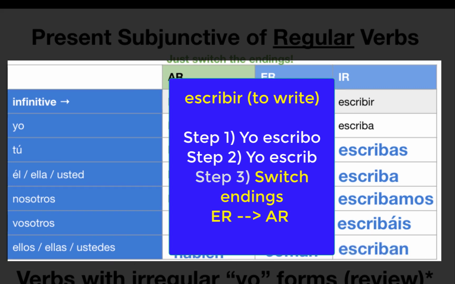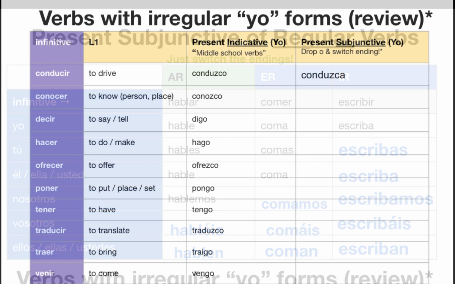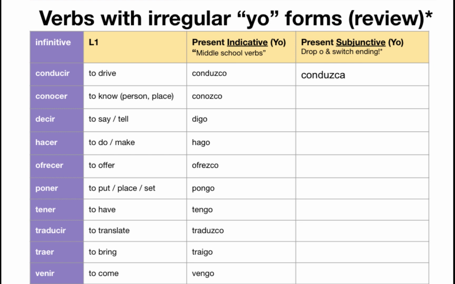So those were the regular verbs, and now we have to talk about a few irregular verbs, especially those with irregular yo forms. Now, this should be review for the present tense. You guys know to say I drive, you wouldn't say yo conduco, right? You would say yo conduzco, and that's just to keep the sound. So you guys should know pretty much all of these verbs from your prior knowledge.